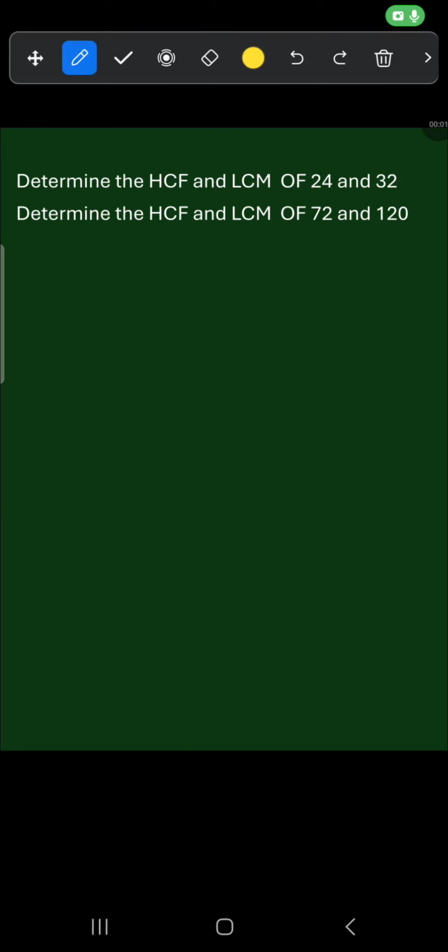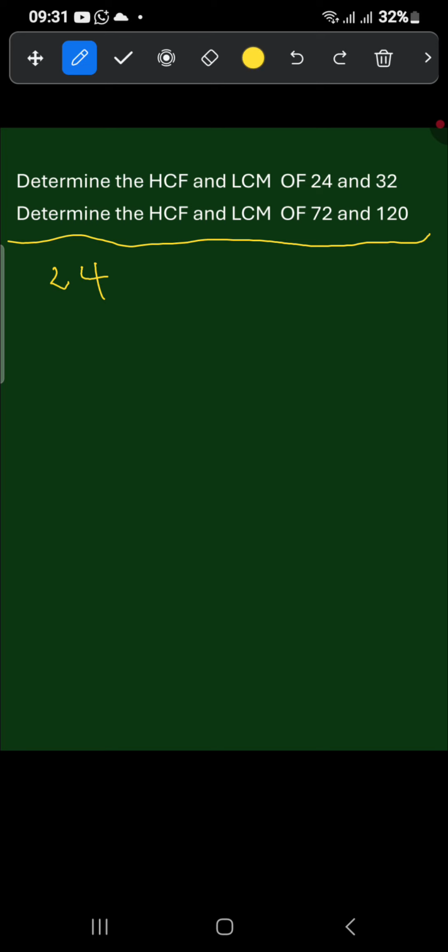Right, in this lesson we want to find the highest common factor and the lowest common multiple. So let's look at the first one. We have 24 and we have 32. We want to find their lowest common multiple using the factorization method.